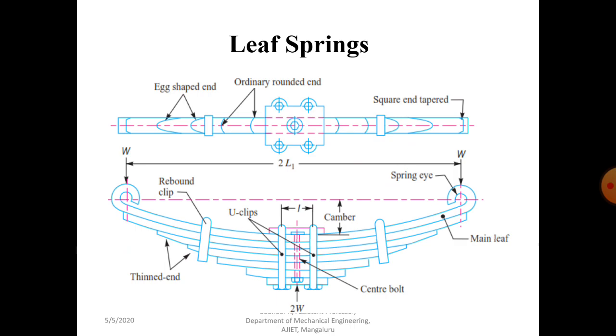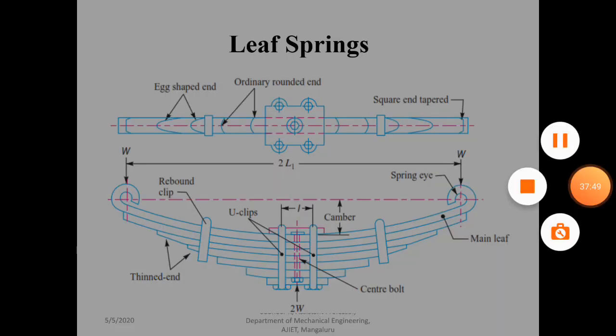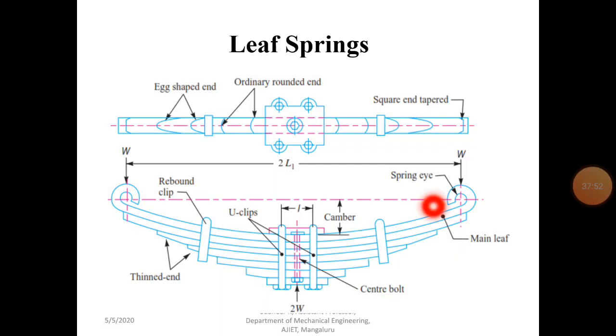So it is given in your data book. Width is given by b, and thickness is given by h. Usually in your data book, multi leaf spring starts from page number 180 onwards, and leaf spring starts from page number 179. You can find this figure in your data book, figure 11.12, which is the laminated leaf spring.